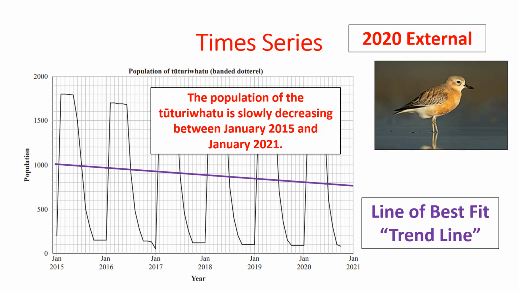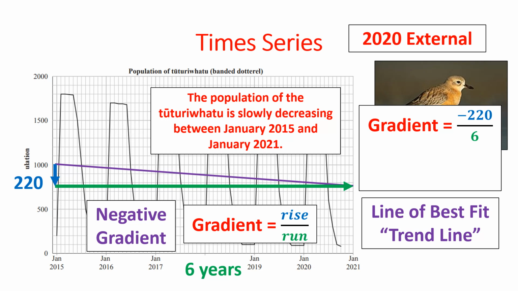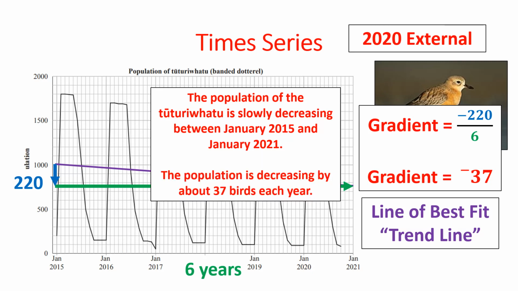Now, to explore this in more depth for merit and excellence, we're going to look at the gradient. We know it's a negative gradient because it comes down, and we know gradients rise over run. So I'm going to work out how much it rises down. Now, it starts off at about 1,000 birds, and it drops down to just under 800, so I'm going to estimate about 220 birds drop. And it takes 6 years for this drop to take place. So our gradient's minus 220 over 6. Now, if you get your calculator and go 220 divide 6, you get about 37. So it's a gradient of minus 37, or approximately. I'm going to carry on and say the following. The population is decreasing by about 37 birds each year.